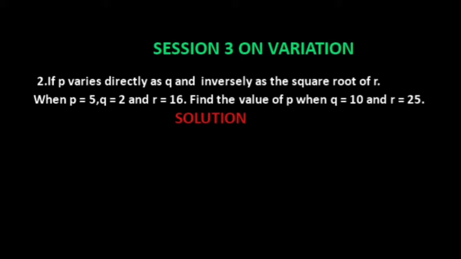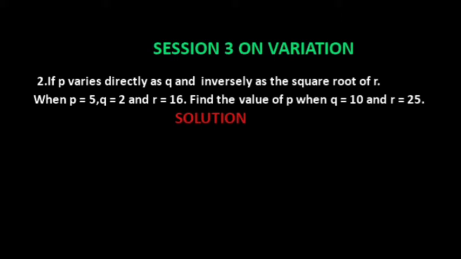If P varies directly as Q and inversely as the square root of R, when P is equal to 5, Q equals 2, and R equals 16, find the value of P when Q is 10 and R equals 25. What's the first thing we do? We have to analyze the question first.